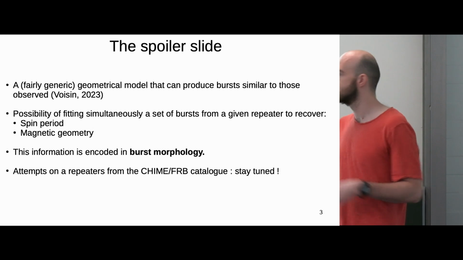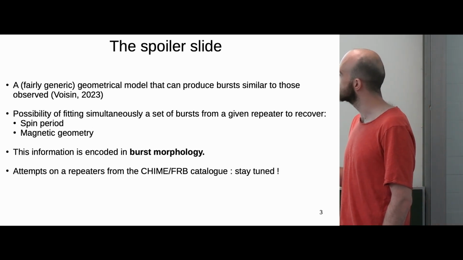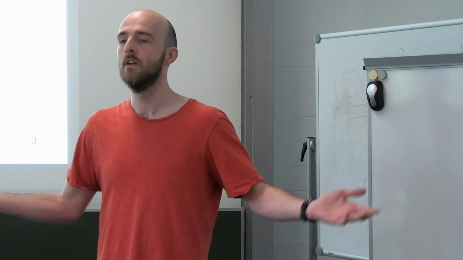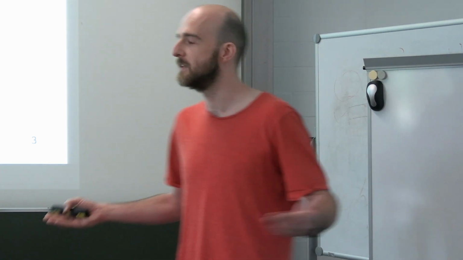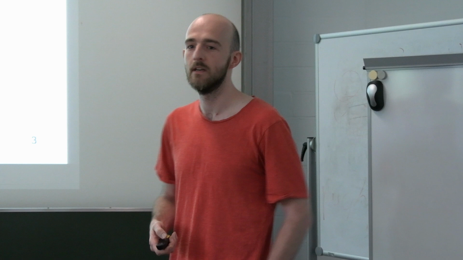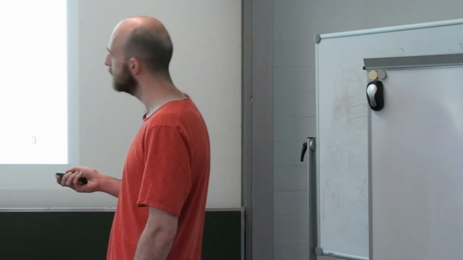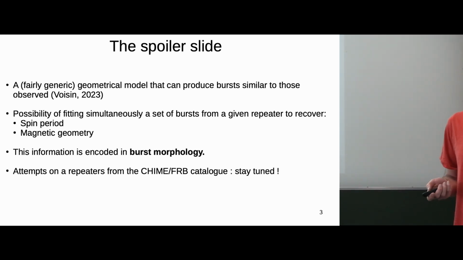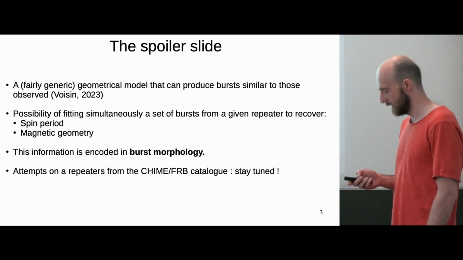And this depends on general characteristics of the magnetar, such as its spin period and its magnetic geometry. So then basically you would have to fit together all the events that you have for a given repeater, so it's a lot more interesting for repeaters. You have to fit them simultaneously because they all share these properties, right? So instead of fitting them one by one, as it's often done. The main message here is that the burst morphology of the events in the dynamic spectrum encodes this kind of information, at least according to the model.